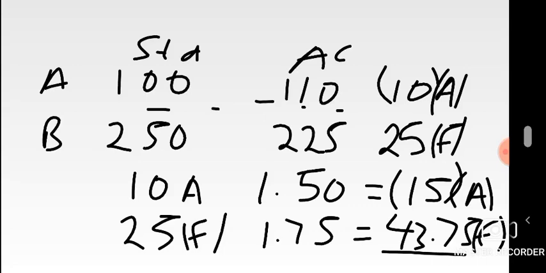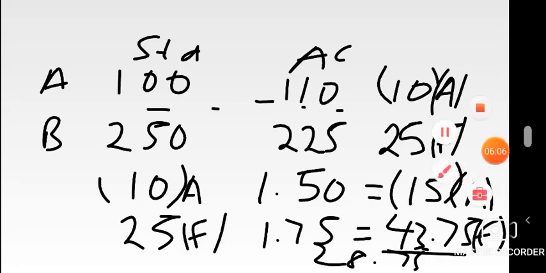So this negative has proceeded here, and that's why I'm saying this figure is negative. When you're putting them together, it will be negative 15 plus 43.75. Then you find that the variance is 28.75. Done. That's how you find the material usage variance, which can be proven by the next two questions they are asking us.